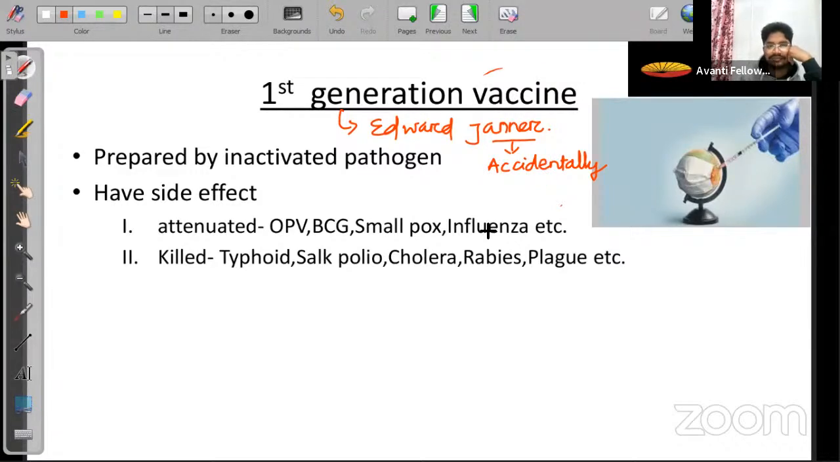Okay, so Edward Jenner invented vaccine for the first time. He invented this accidentally from the cowpox disease, for cowpox. Well, talking about the first generation of vaccine, these are prepared from inactivated pathogen. There is a high risk, they have side effects and high risk. Two types are mentioned here, that is attenuated and killed.